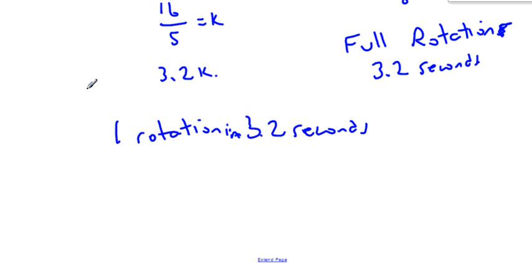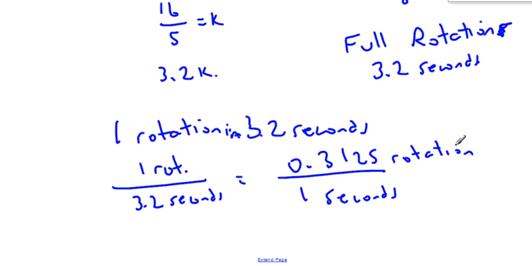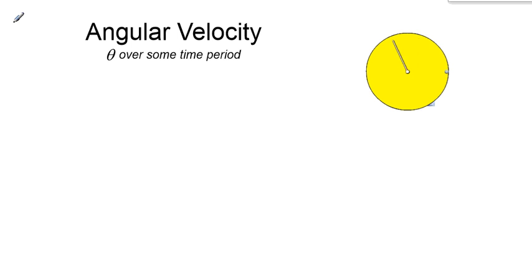Now, typically, one rotation in 3.2 seconds is not really the typical way. Typically, we would write what it is in 1 second. So I'm just going to divide. So it's 0.3125 of a rotation every second. Okay? So, again, we're talking about angular velocity, which is some angle over a time period.